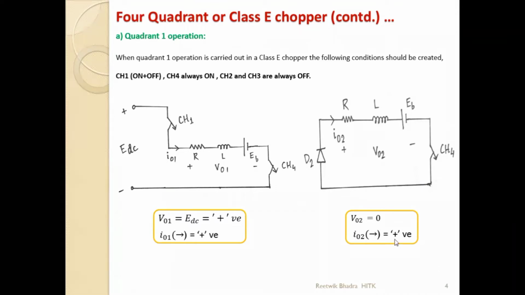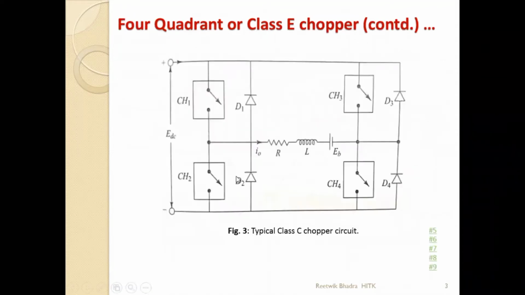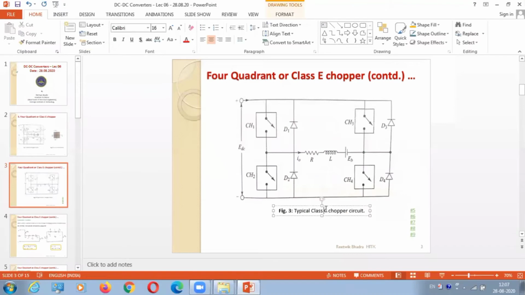So if you go to the previous figure, CH1 is on and off, right? Once it is on, once it is off. CH4 is always on, so this will always remain in the circuit. These two are always off. Class C, sorry, class E, not class C. Okay, class E.